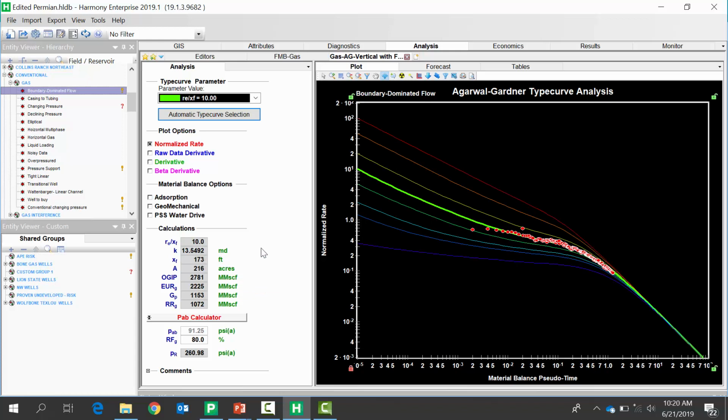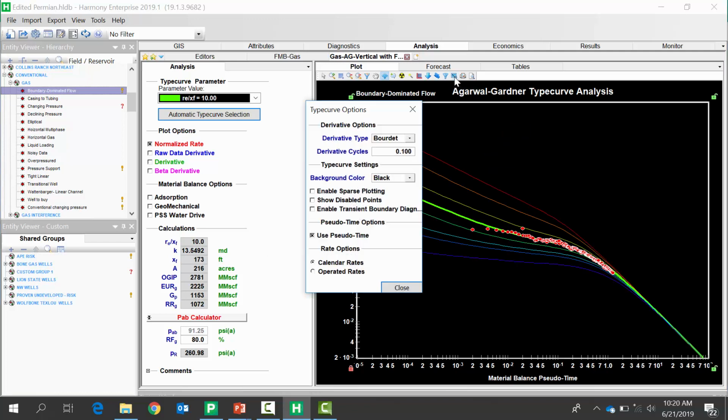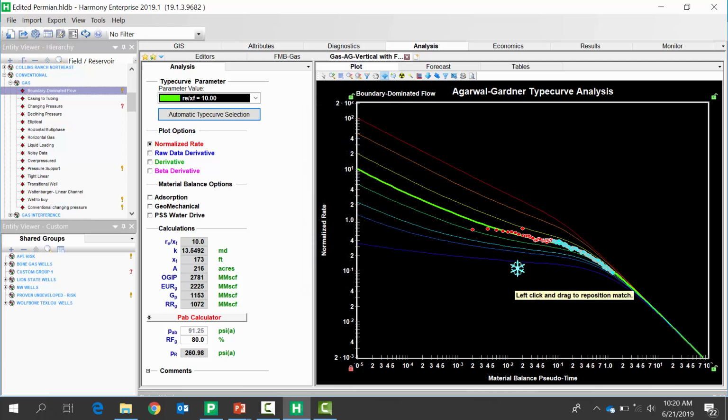But I haven't answered that question: am I in boundary-dominated flow, and when did that happen? To enable this in the Agarwal-Gardner type curve, we go to Options and say Enable Transient Boundary Diagnostic. What you'll notice is we get this blue coloring on our data points, and as you move your interpretation left and right, we see how that color will change on our data.